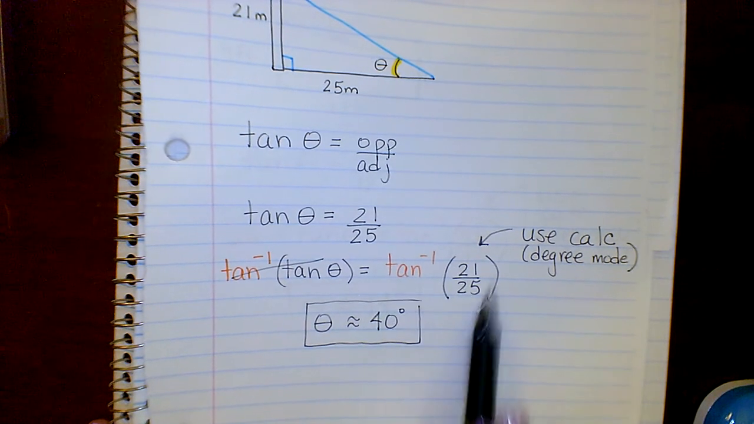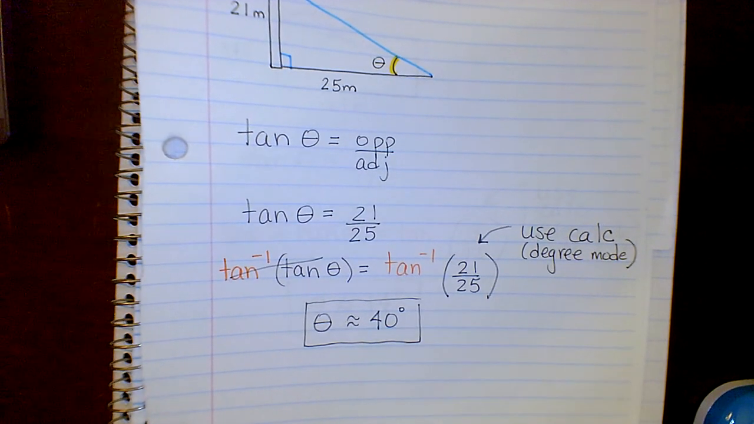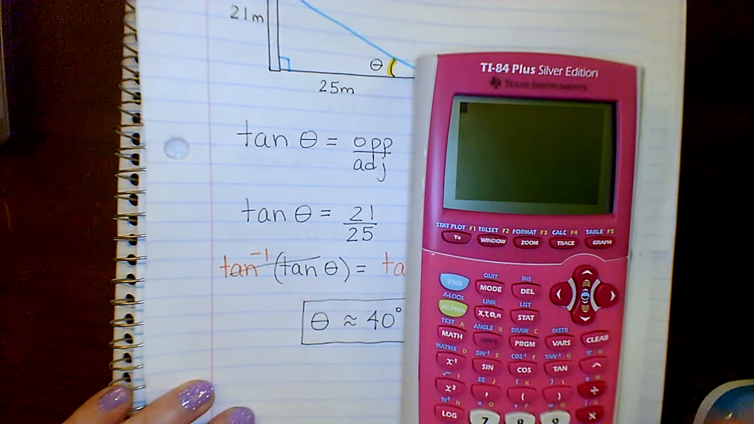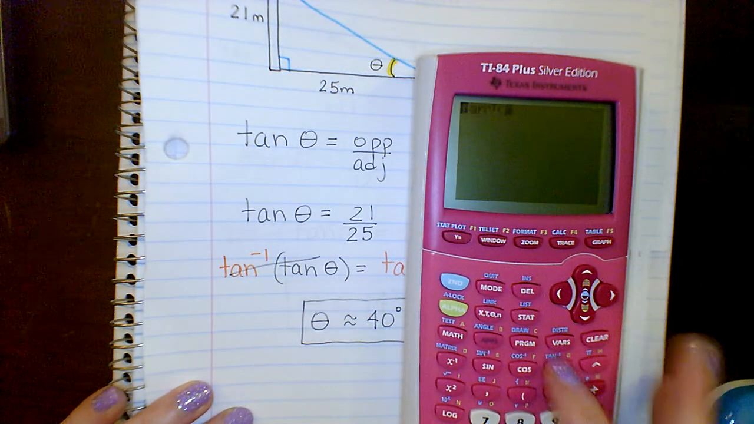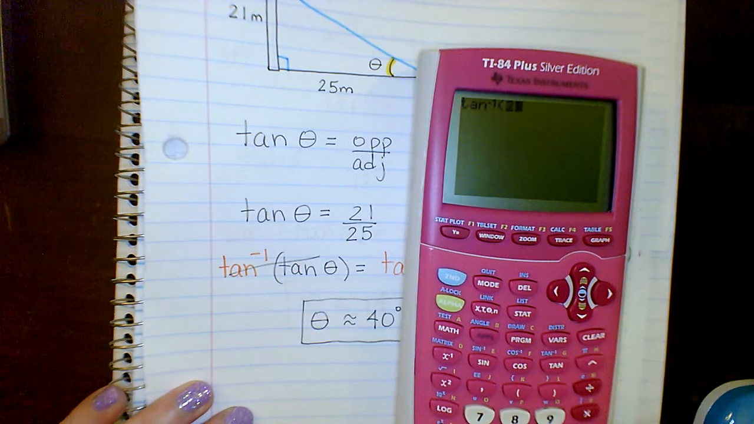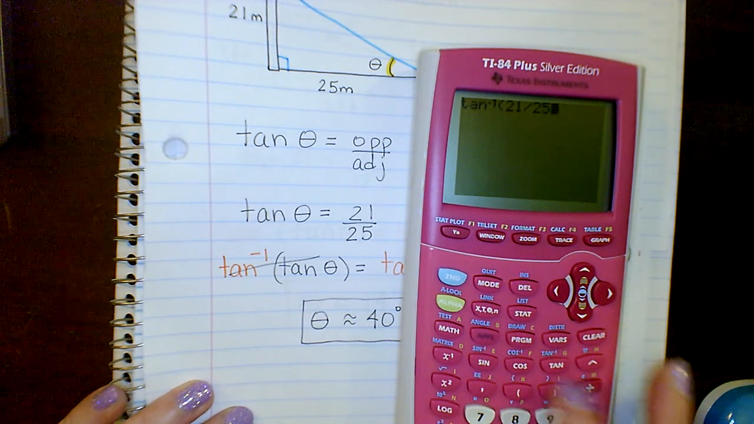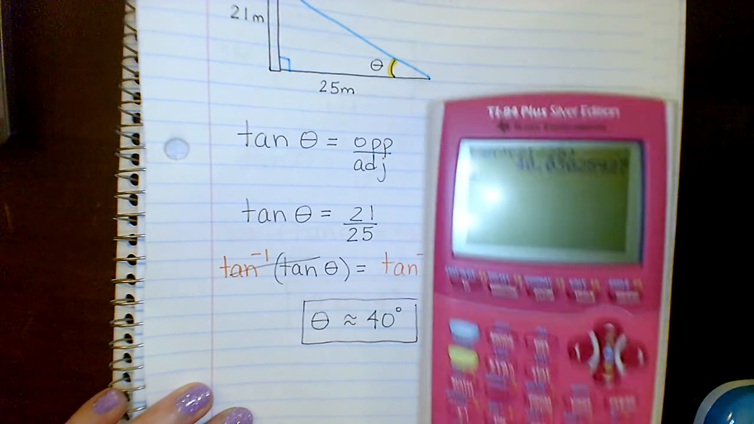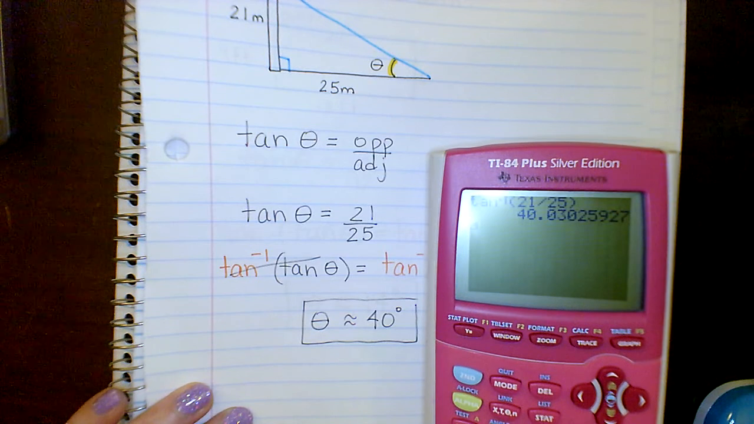Here I'm left to find the inverse tangent of 21 over 25. This is going to be an approximation. So I'm in degree mode. Make sure you are in degree mode for this. And that's 21 over 25, and I get about 40 degrees.